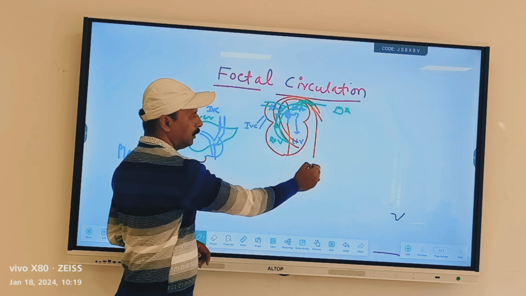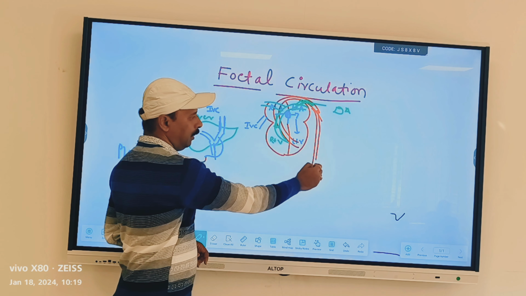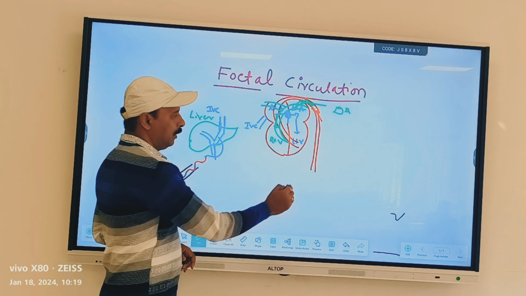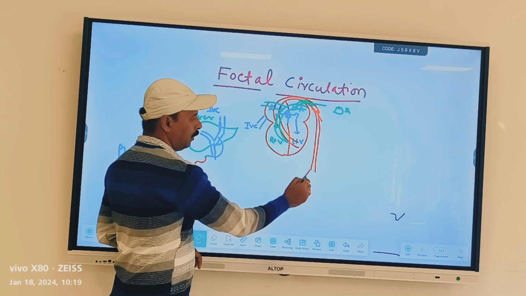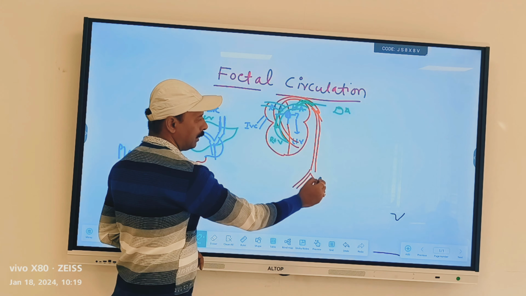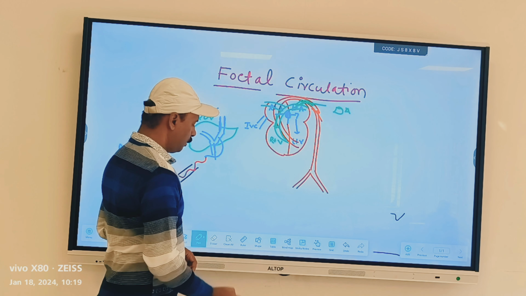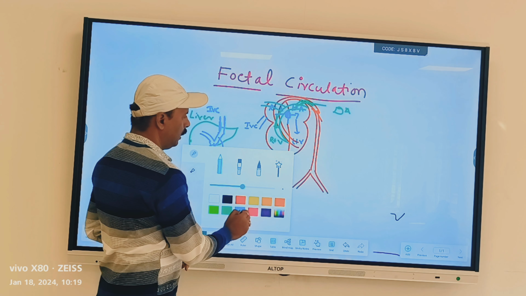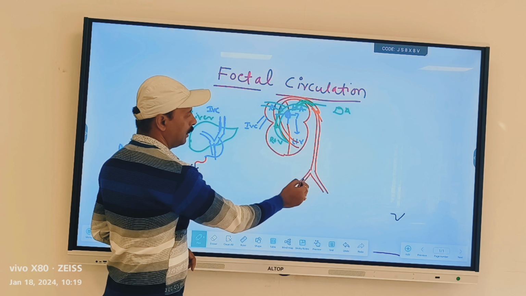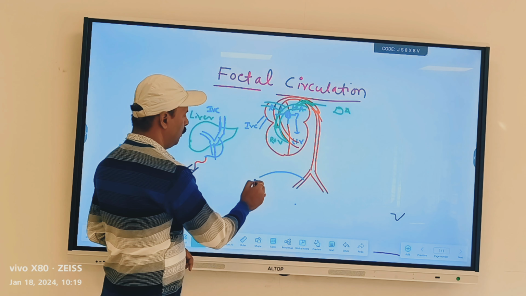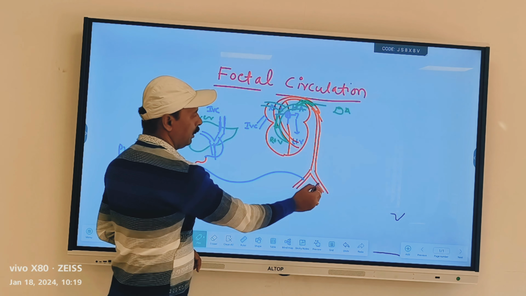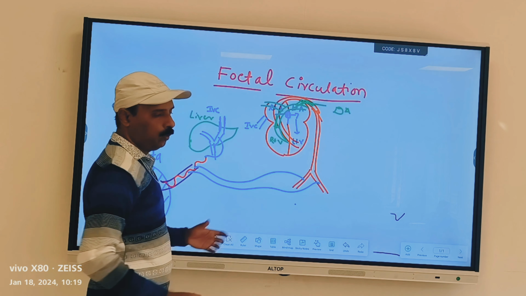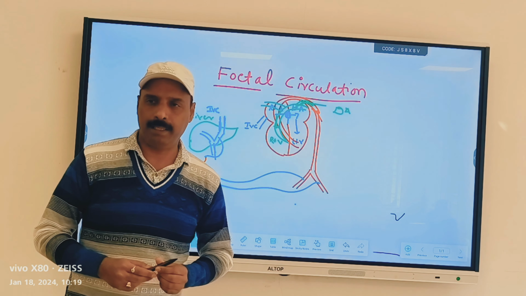Whatever blood is coming to the aorta, the aorta distributes to the whole body: the abdomen, thorax, lower limb, all. The aorta will be divided into the common iliac arteries, and the common iliac artery gives two branches that carry blood, and we call these two branches the umbilical arteries.